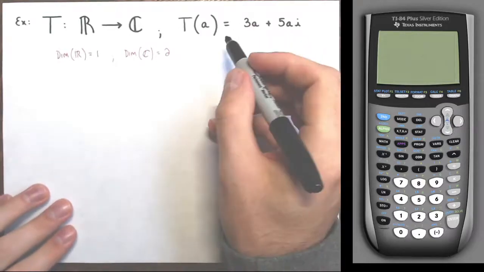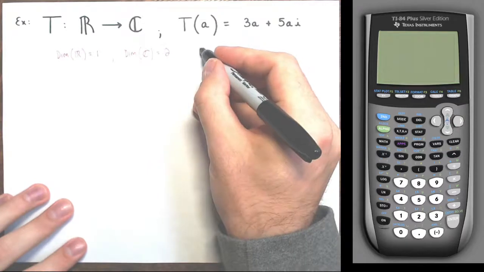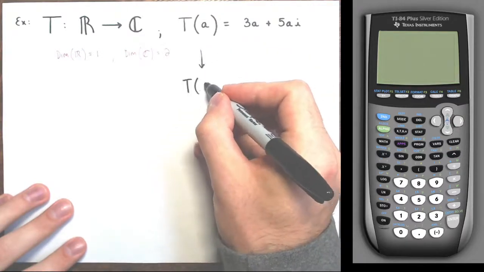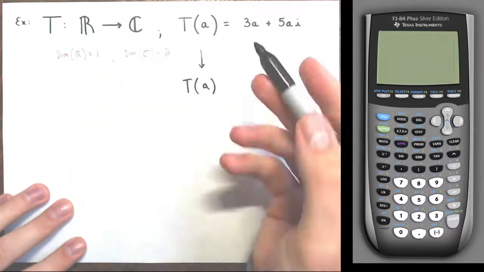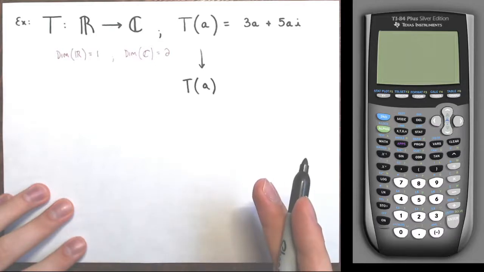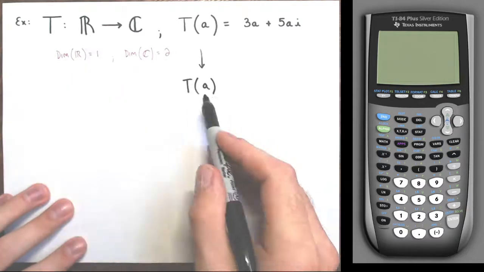So let's check that out. Now, again, I'm going to translate these to coordinates. T of a is just going to stay; a will stay as a. It's just a real number. Again, anything in the Euclidean spaces, I'm going to just keep that way. They're already set up as column vectors, or in this case, just a number.